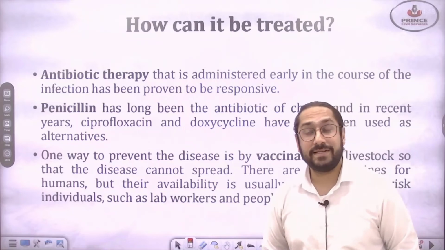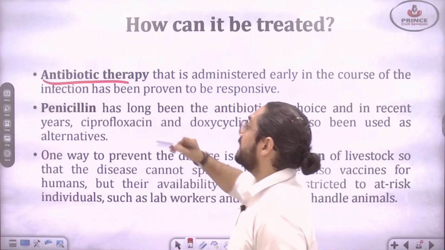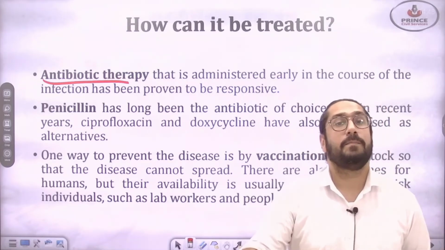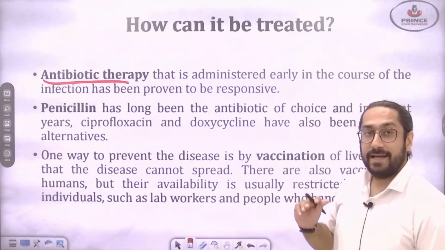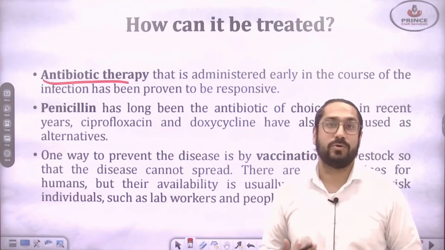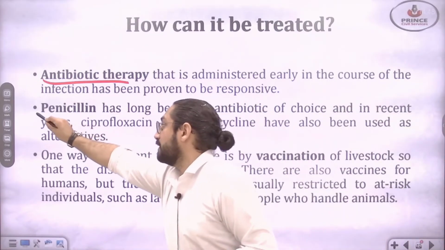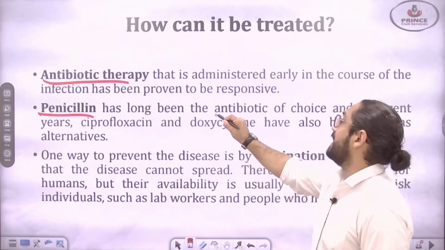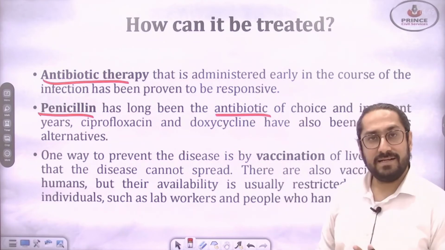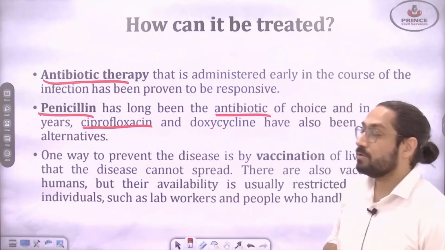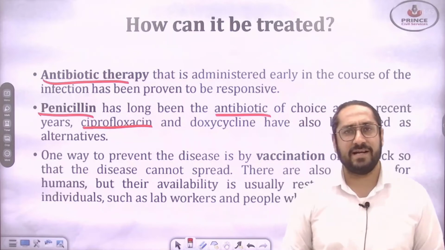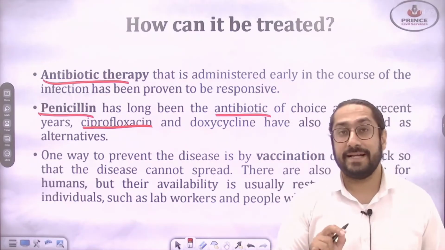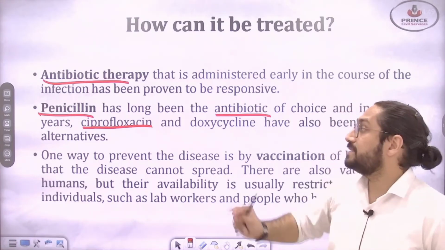Now how can it be treated? Basically there is antibiotic therapy. We all know that there are antibiotics which are specifically used to kill bacteria. So antibiotic therapy is the chosen path to treat this disease. There is the famous drug penicillin, which has been the choice of antibiotics. But there are other antibiotics like ciprofloxacin also used these days, but you don't need to remember the nitty-gritty of how it is treated. Simply remember it is a treatable disease, and the preferred treatment is antibiotic therapy.